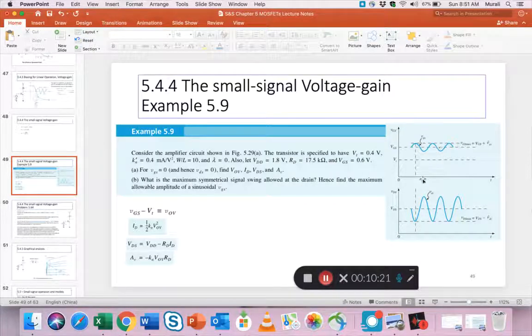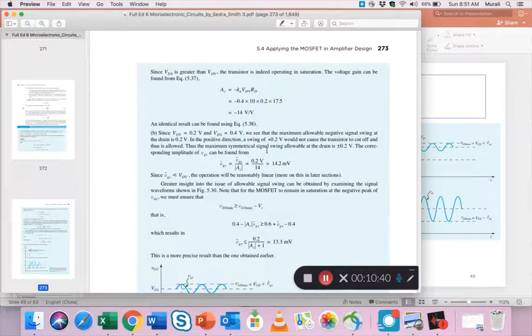And I've just shown you the summary results. If this is the input signal, this should be the output. And of course there's a phase difference. When this is going high, this should be going low. So let's see what he does to solve part B.